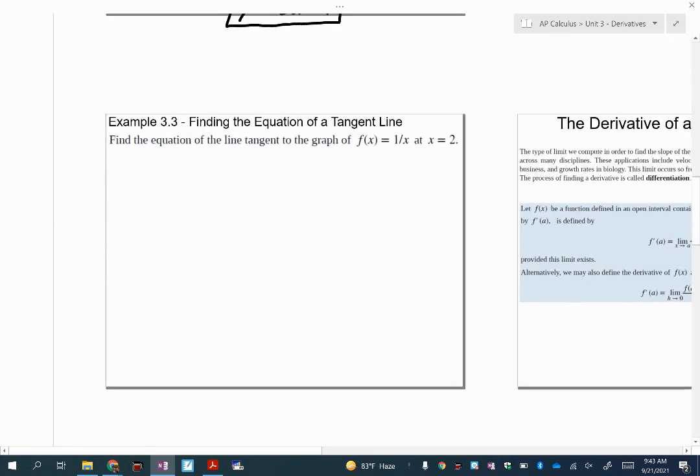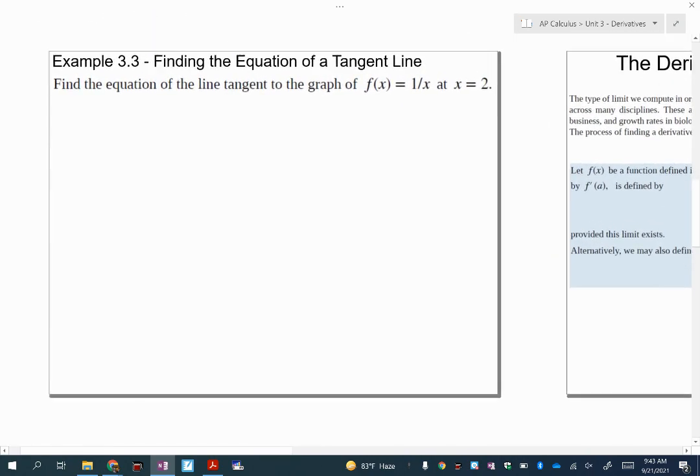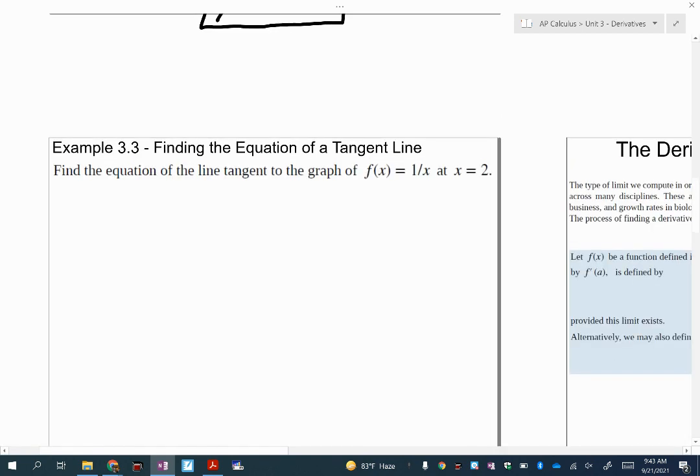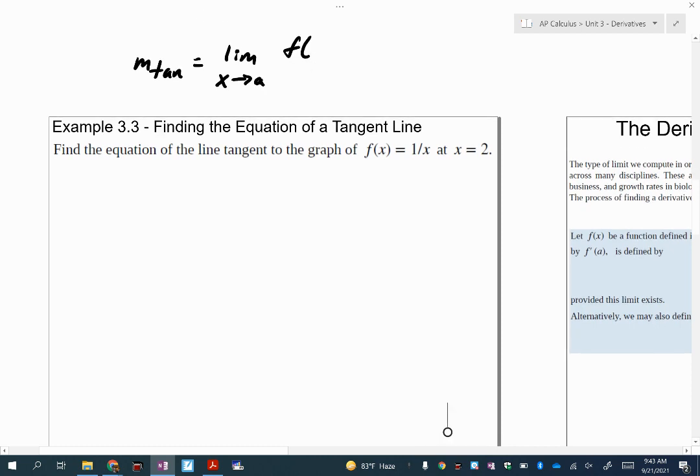Okay, let's keep going. Very similar process. Find the equation of the line tangent to the graph, f of x equals 1 over x at x equals 2. So I'm going to use that equation we used for the very first time, which is the slope of the tangent line is equal to the limit as x approaches a of f of x minus f of a over x minus a.